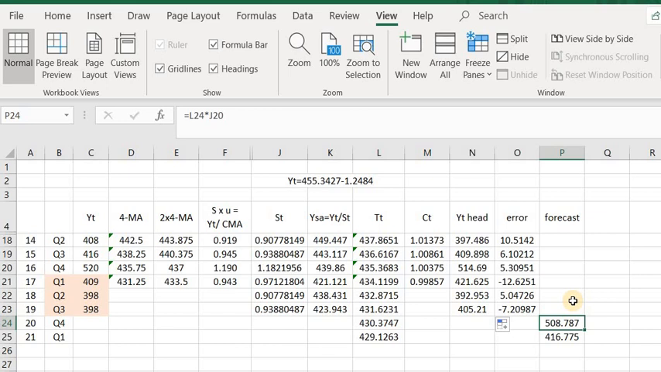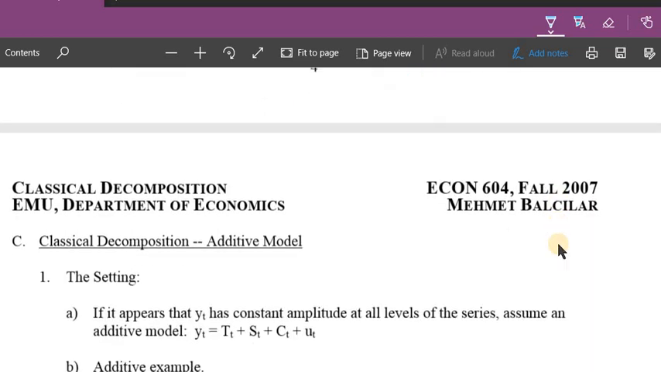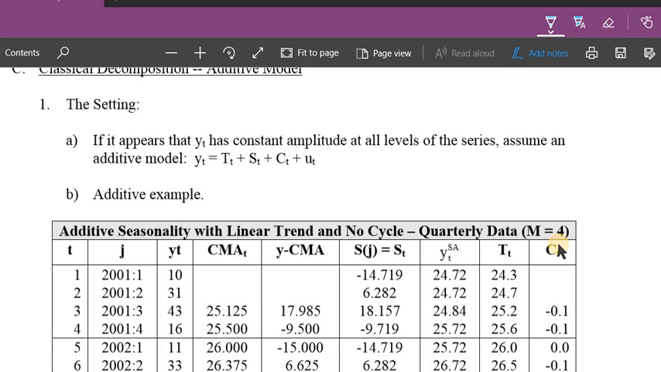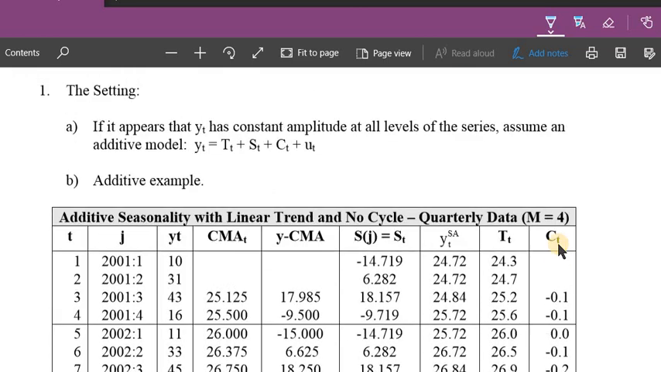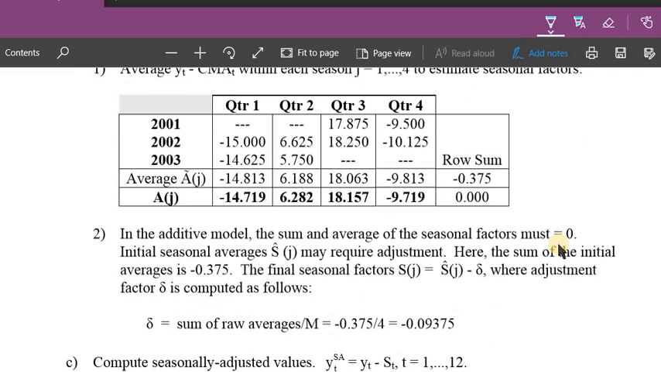Okay, that's it for the multiplicative decomposition model. I hope that you can try the additive model. There are step-by-step instructions in this note also, so I hope that you can try it. Okay, that's it. All the best.